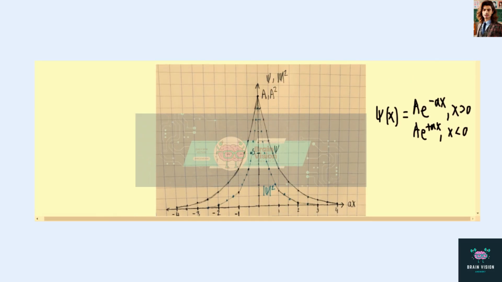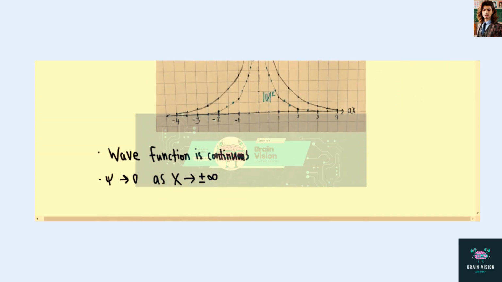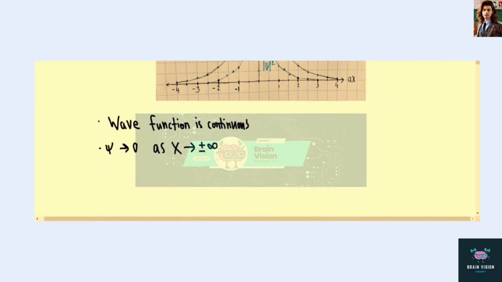So first we start with a plot of the wave function and the probability density, and we note that the wave function and the probability density both approach zero as x approaches infinity or minus infinity, and both are also symmetric about the vertical axis, the y-axis. That'll be important in calculating integrals.